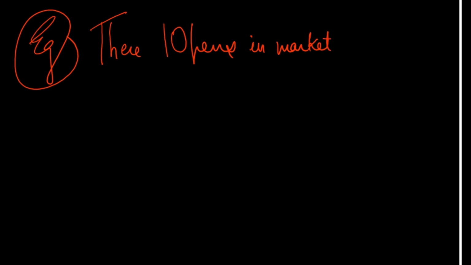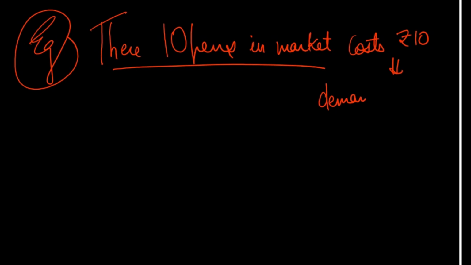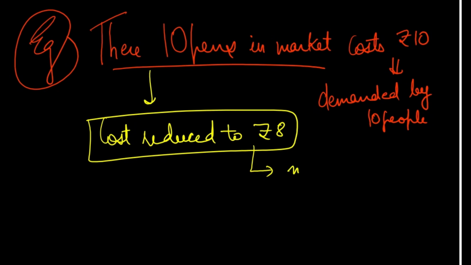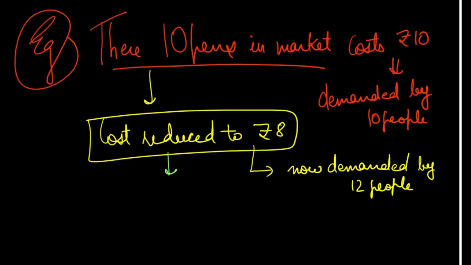Let's take an example. There are 10 pens in the market, costing rupees 10, demanded by 10 people. But the cost is reduced to rupees 8, now demanded by 12 people, but only 10 pens are in the market.